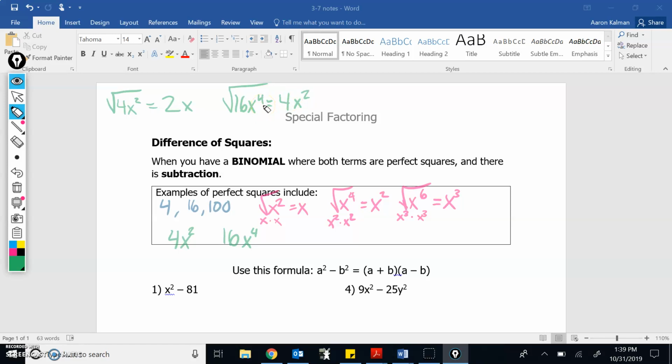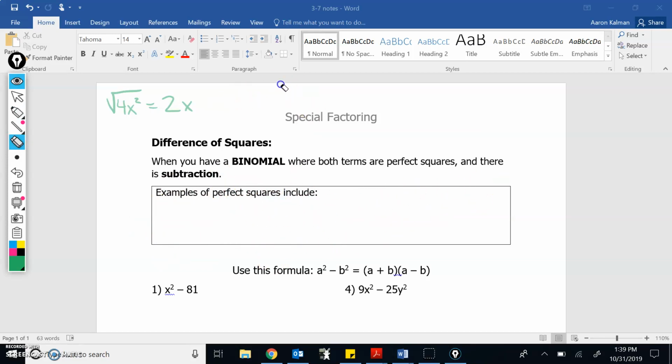You can also have a number, a variable, and another variable. So let's say 25x squared, but then I can put a y, maybe y to the fourth here. So these are all perfect squares that you can identify when you have a binomial and there's a subtraction in between. So if you see any of those and you see a binomial, you see subtraction, think difference of squares.